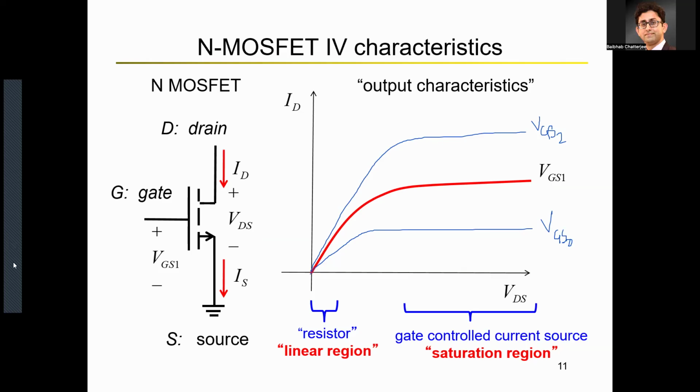Why gate controlled current source? Because again, as you see, your drain voltage does not determine the value of the current anymore. Now, of course, there is a small amount of slope here, but we'll see that that is a non-ideality. In an ideal scenario, the slope will be absolutely equal to 0. So there would be no control of VDS over this output current in this saturation region. But the saturation region current will be determined by the gate to source voltage. So this is called the gate controlled current source region or the saturation region.